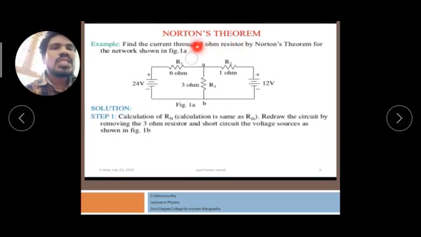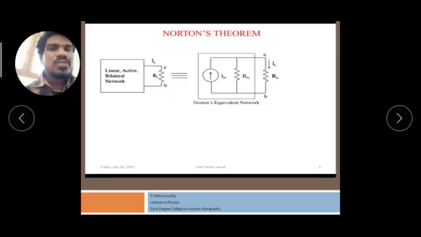In the network, Rn is 0.857 ohms and IN is 16 amps, and RL is the same. Then we substitute IN and Rn and calculate the load current across the terminal AB. IL is equal to IN times Rn by Rn plus RL. From that equation we calculate the load current across the AB terminal. So this is about Norton's theorem.